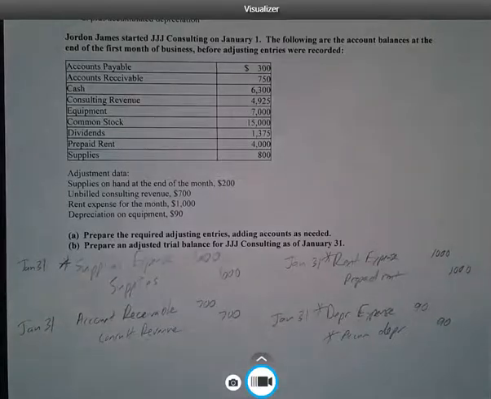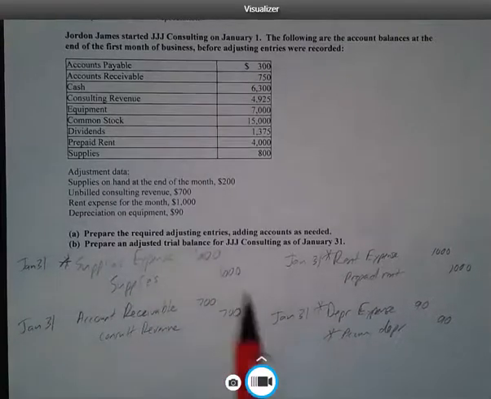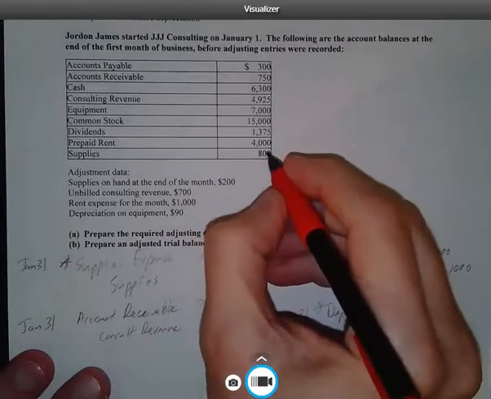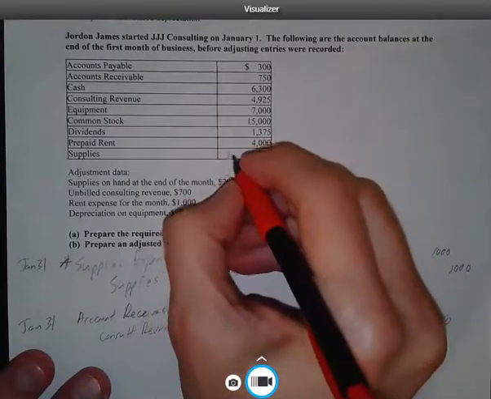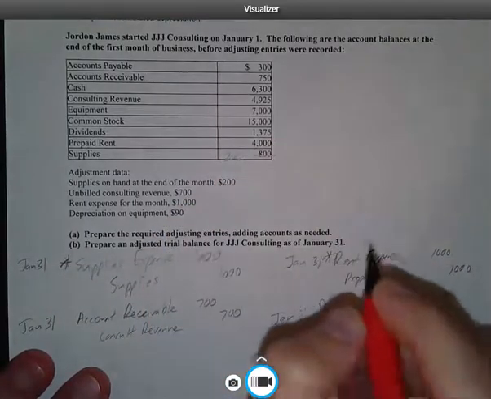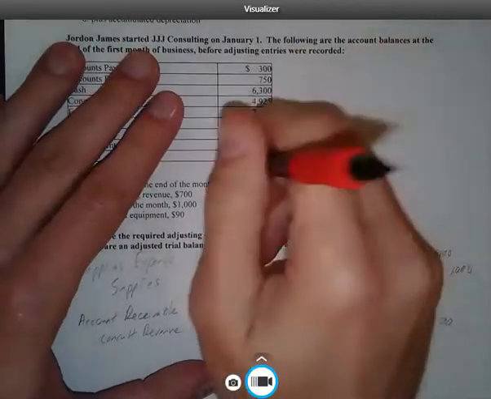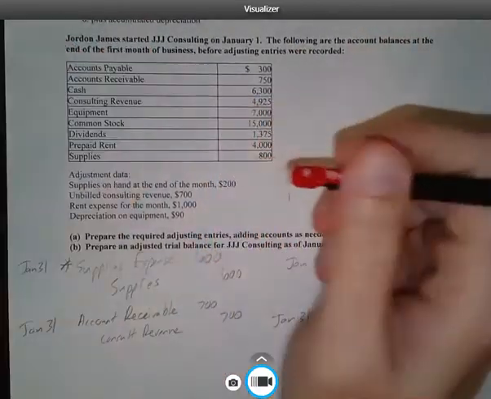The other thing that we need to do is adjust some balances. So supplies went down by $600, so our new balance is $200. Let me write that again. That's not very bright.